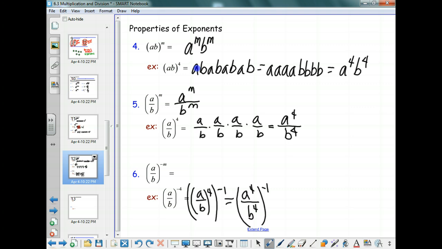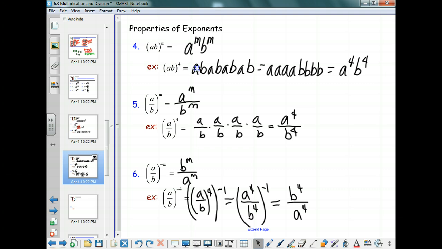And a negative exponent like that really means inverse. The multiplicative inverse of a fraction is the reciprocal, which we learned earlier today. So I can do the reciprocal of this fraction. That's what this notation means. This means do the reciprocal. And I end up with b to the fourth over a to the fourth, thereby justifying that this is b to the m over a to the m.